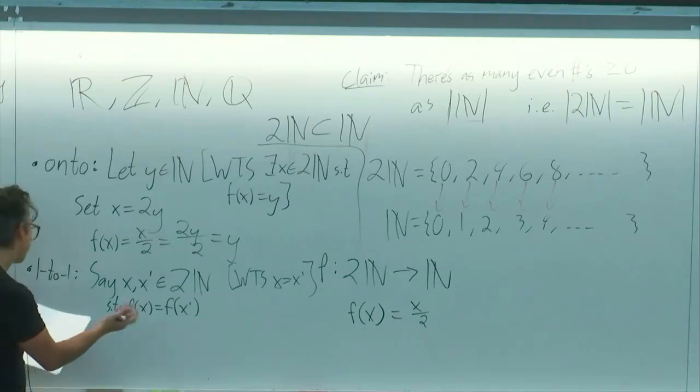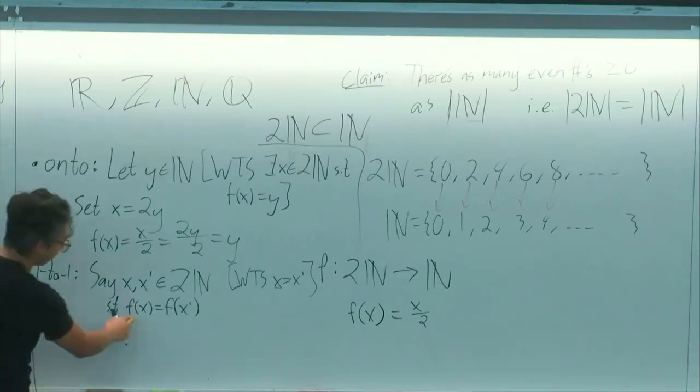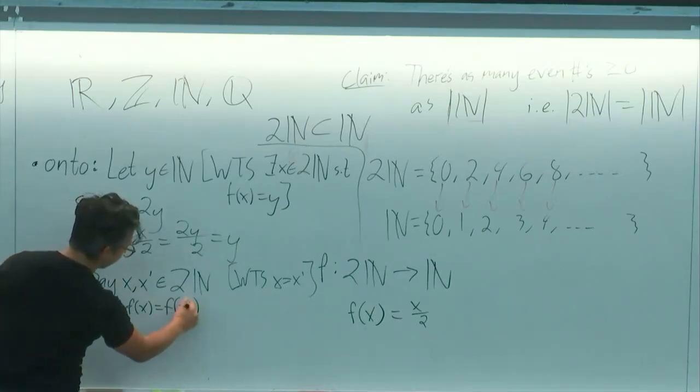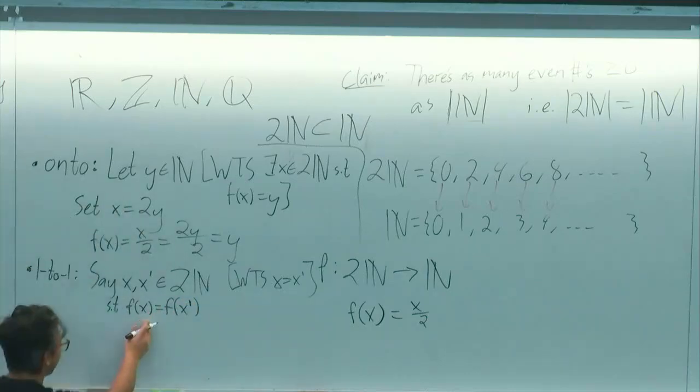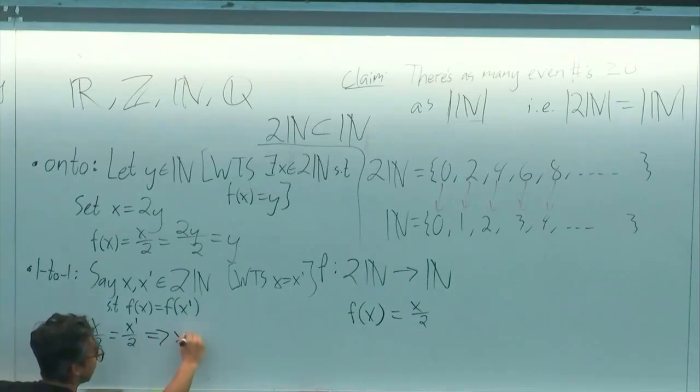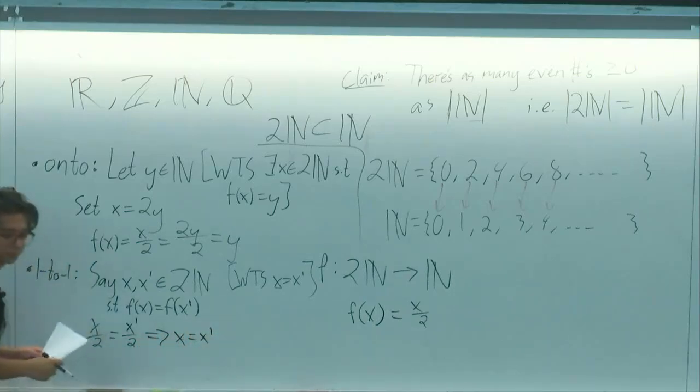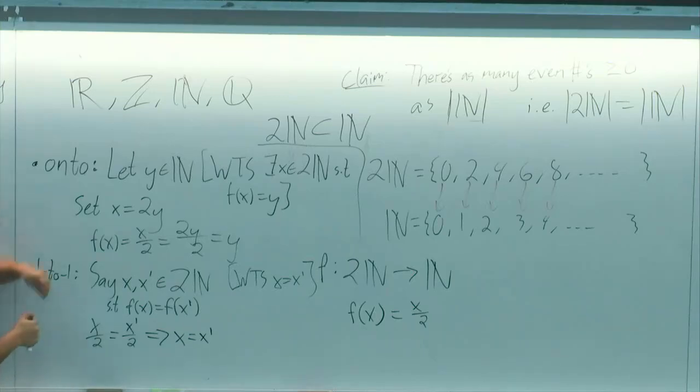And really, we just need to play with the definition. If f of x equals f of x prime, well, the definition of f says it's x over 2, and that's going to be equal to x prime over 2. Just multiply by 2 on both sides, and we get x equals x prime. So this is just us stepping through what it means for a function to be onto and one-to-one.